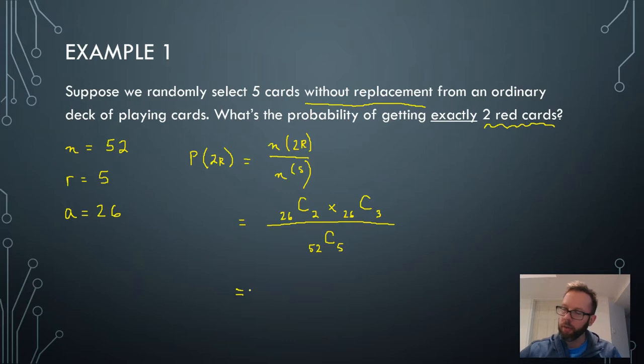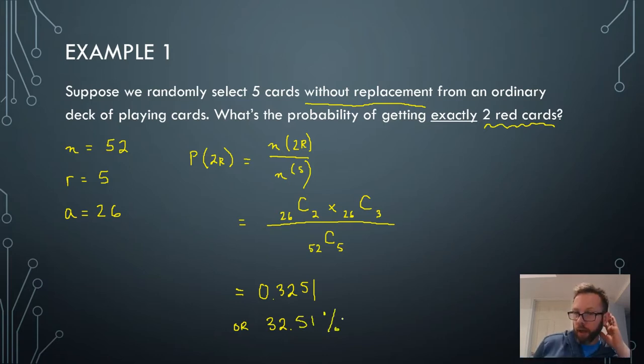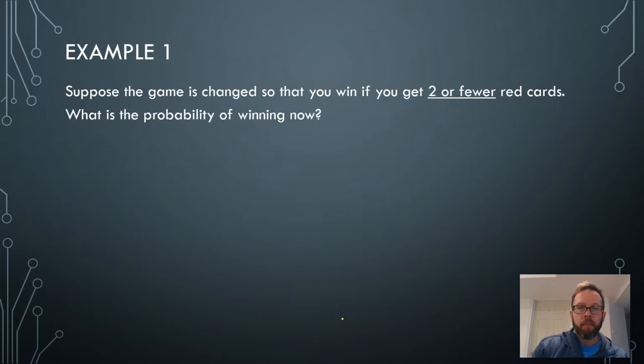In general, with these kinds of questions, I usually go to 4 decimal places as a decimal, and then 2 decimal places as a percentage. So it's about 32.5% likely when you deal out 5 cards to have exactly 2 red cards. Let's look at this example from a different direction. Suppose the game has changed. So even if we get 2 or fewer red cards, what's the probability of winning now?